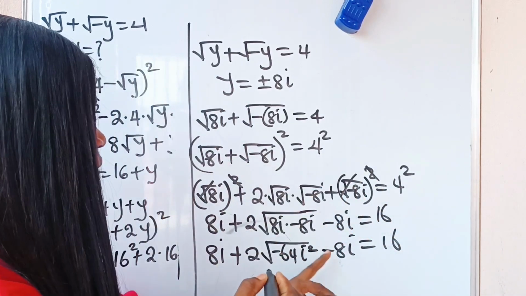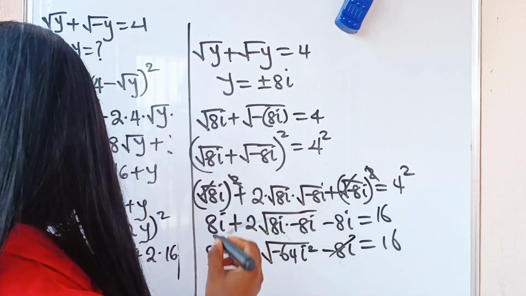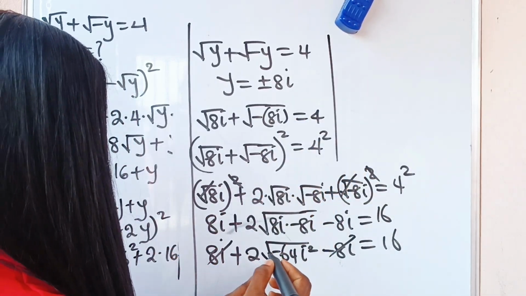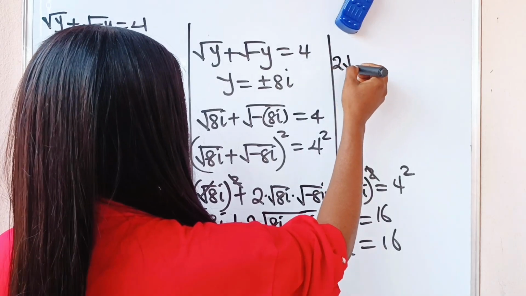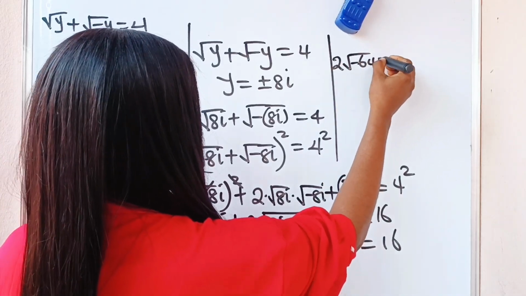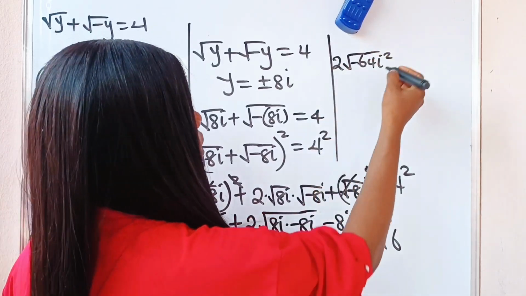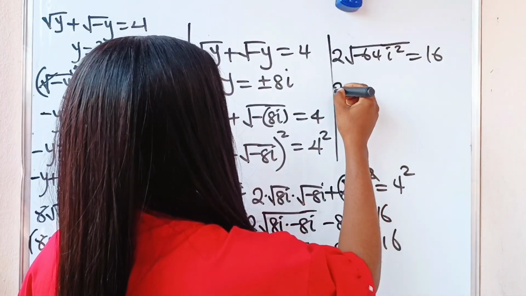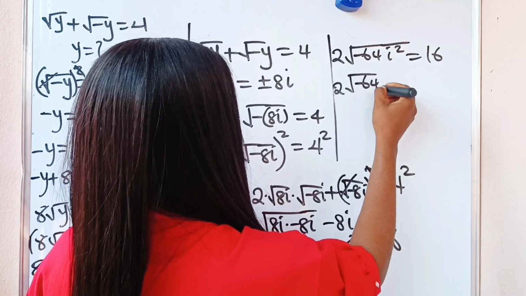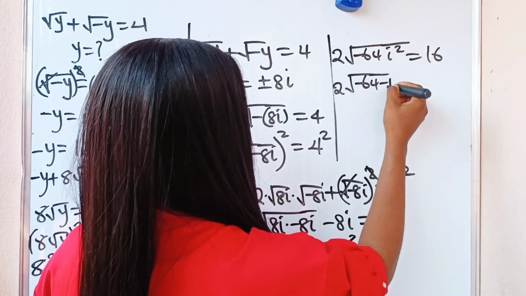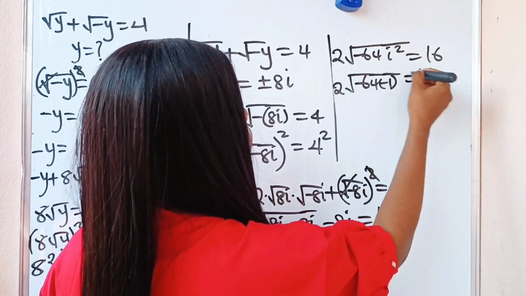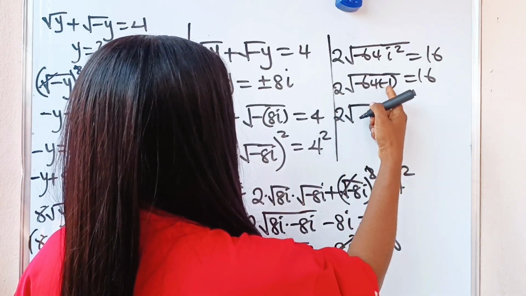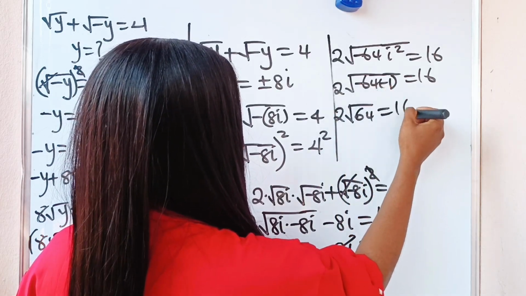Now first of all, 8i minus 8i is 0. So now this is what we have left: 2 root of minus 64 i squared is equal to 16. Is it really equal to 16? So we have 2 roots of minus 64, and i squared is minus 1, is equal to 16. So minus minus is plus, so what we have now is 64.